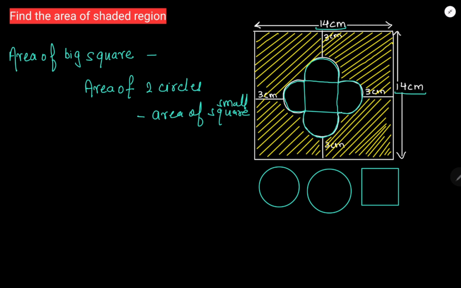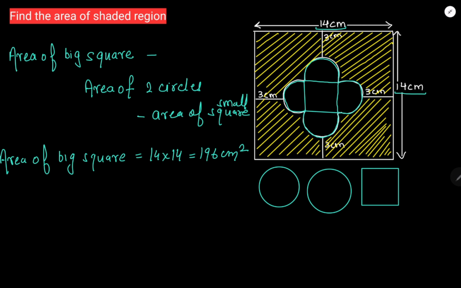So now what will I do? I will first find the area of the big square. What is the area of a square? Side times side, that is 196 centimeter square. Now what do we need to do?